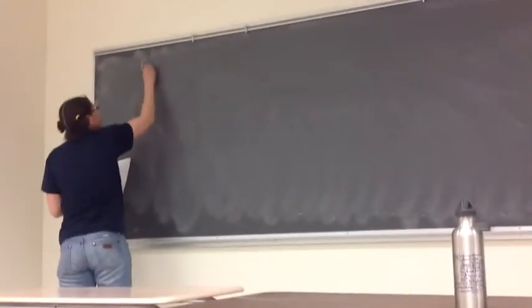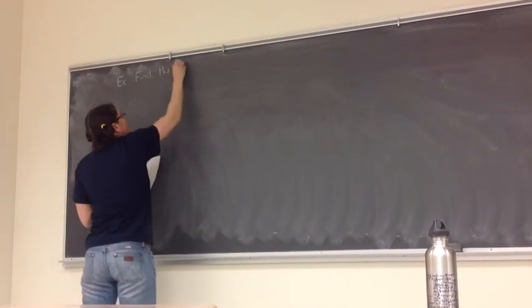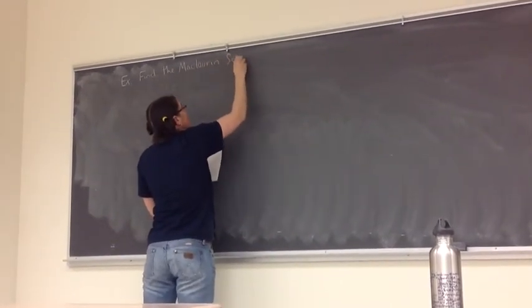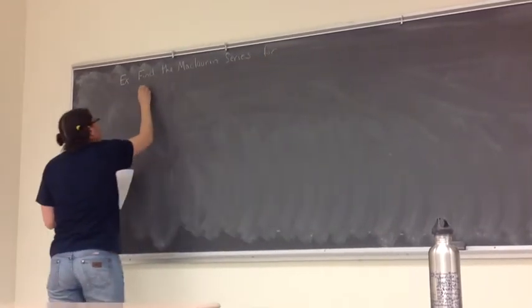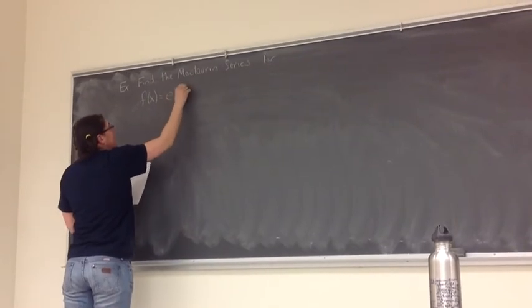So for example, find the Maclaurin series for f of x is equal to e to the minus 5x.